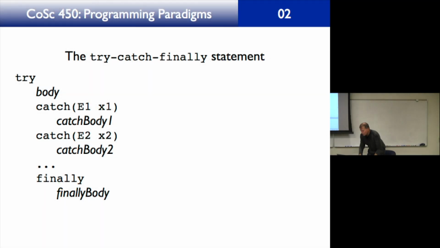Okay, let's go back to our slides and check this out. Last time we looked at the try-catch finally statement, and we said the general structure of it is try, and then you have the body of the try, and then you can have more than one catch if you want, and each catch has its own body, and then we have a finally, and it has its finally body.